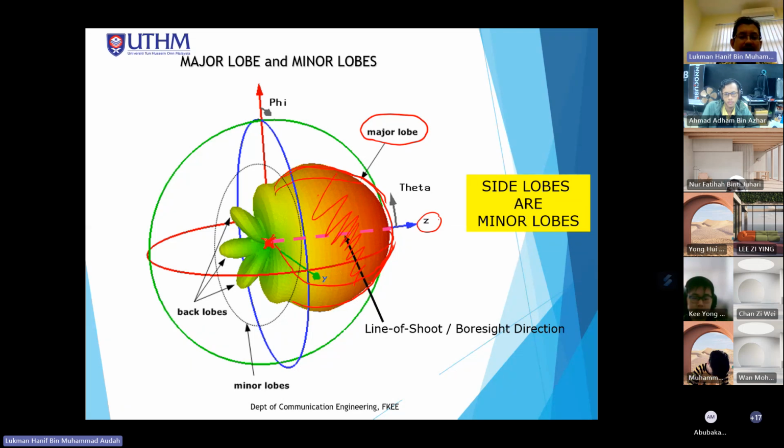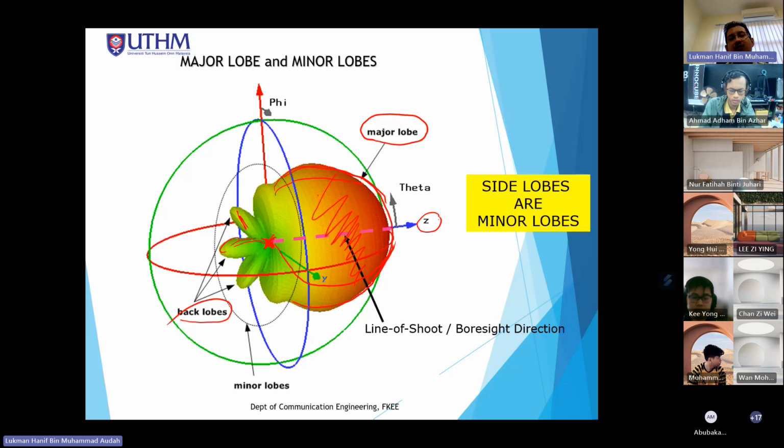And we have another term, what we call the back lobe. 180 degrees from the major lobe is what we call the back lobe. Remember that the wave that travels into the wireless medium is unguided. That means the wave can travel in many directions. So the wave that travels back at the back side, this is what we call a back lobe.